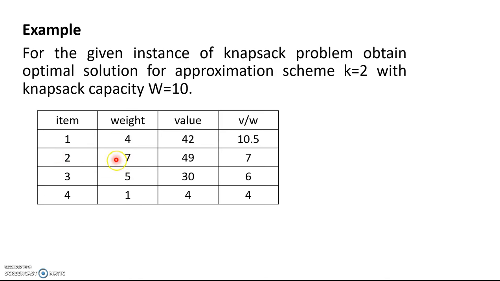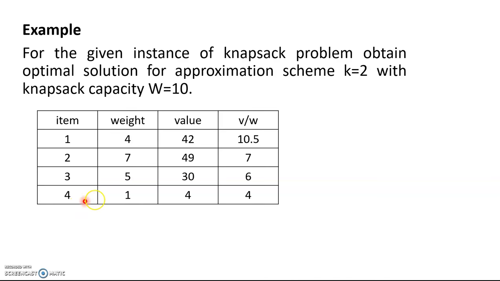See, item 2 is already there with the weight 7. Now I try to put in item 1. It is not possible because if you add the weight, it exceeds the sack capacity. So I skip item 1. I try to add item 3. It is also not possible. If I add item 3 inside my sack, 7 plus 5, it exceeds the sack capacity 10. So I skip item 3.